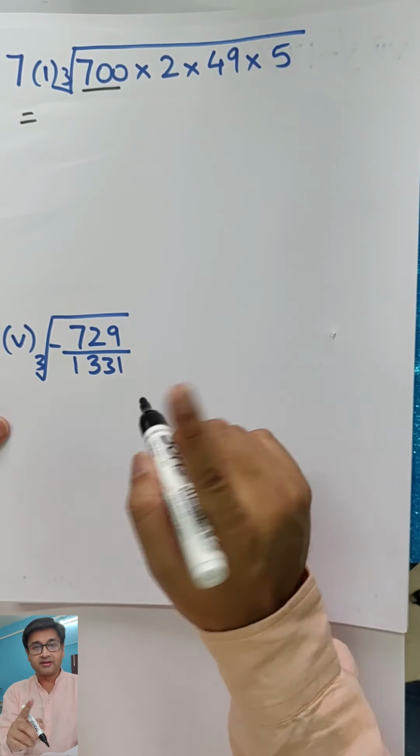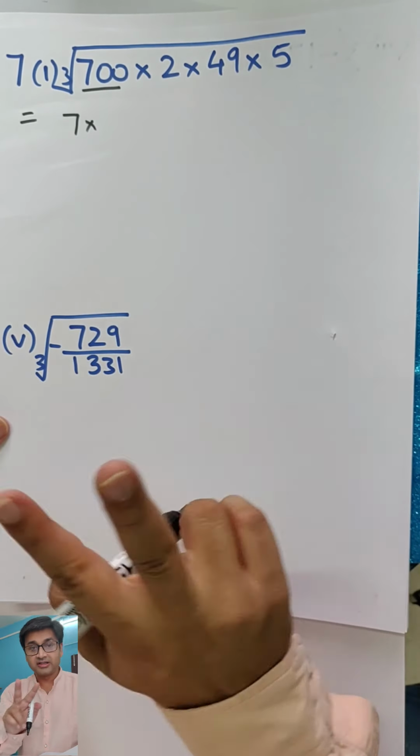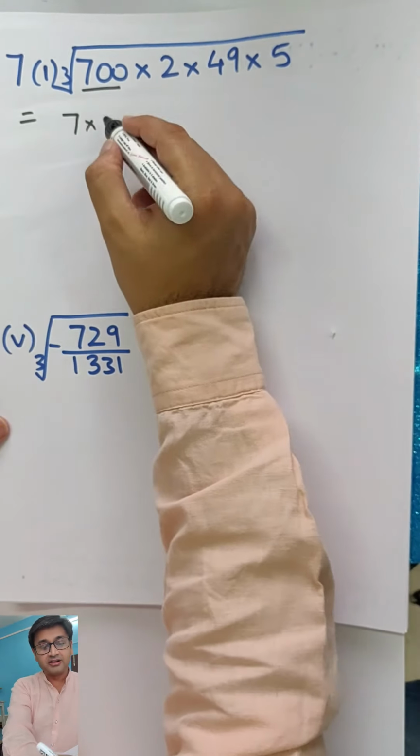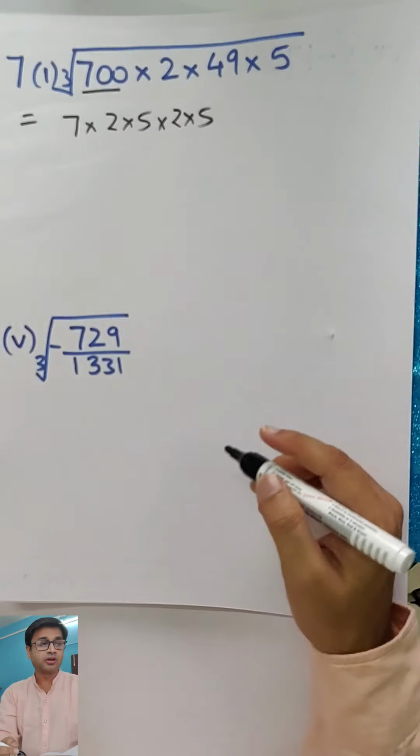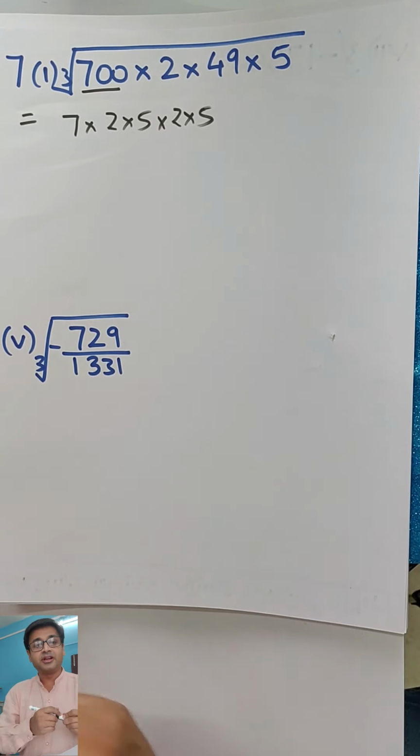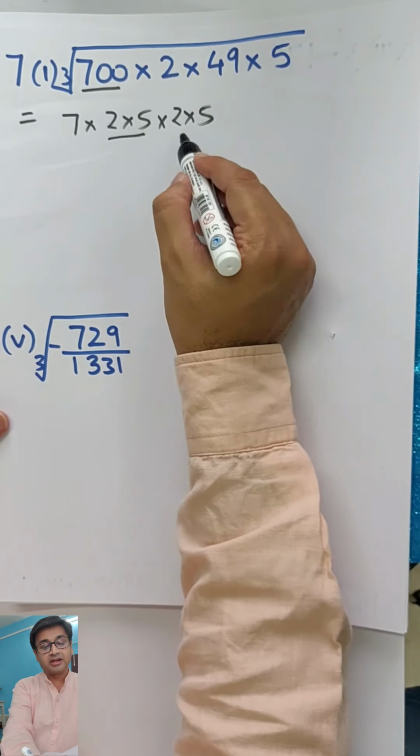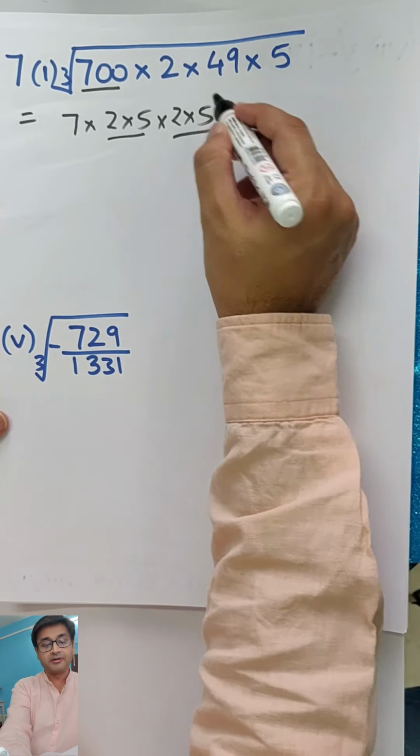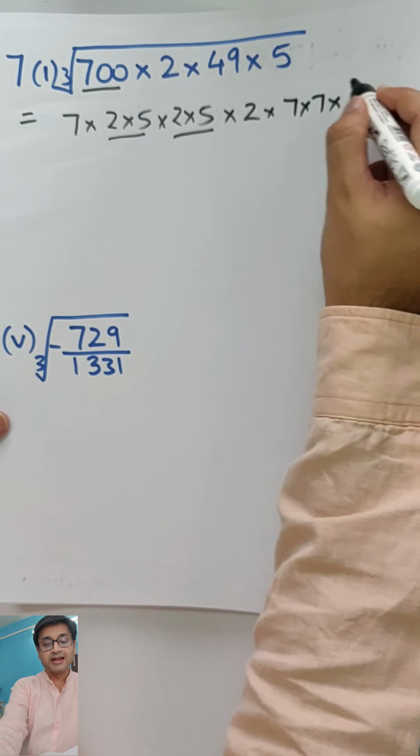Now 700 is 7 into 100. That means 7 into 100. The factors of 100 are 10 into 10, and 10 is 2 into 5. Another 10 also 2 into 5. See, like that you should train your mind to get mental math developed. So you need not every time go with the typical method of prime factors. So 7, 10, 10 becomes 700. This 2, and 49 is 7 into 7, and this 5.